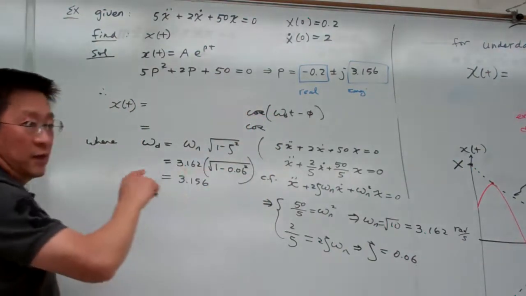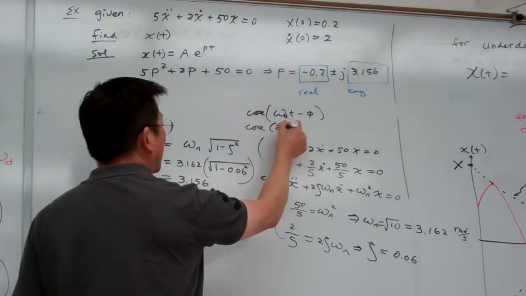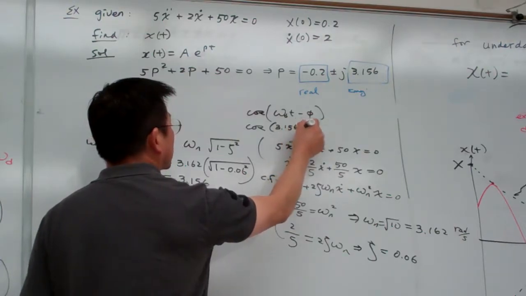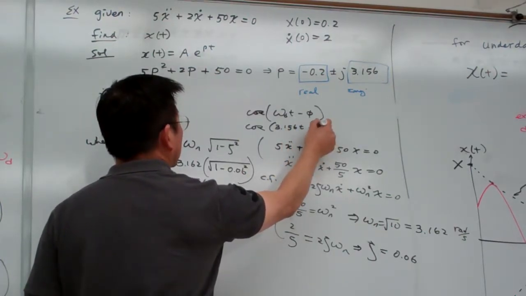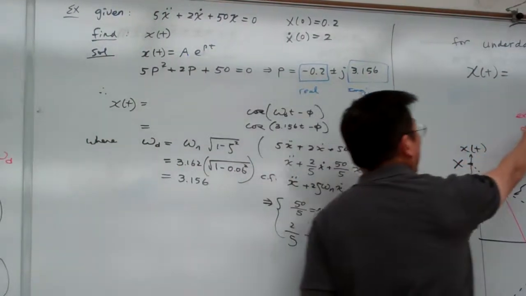So let me again fill it up piece by piece. Right now we have 5, so let me write it up here, 1.51560 minus v here, okay? So now I want to fill up the amplitude.